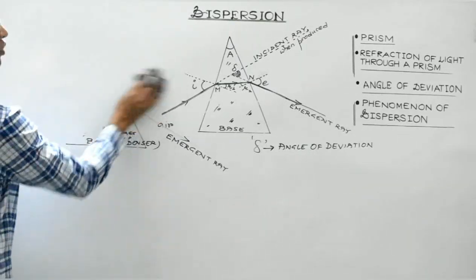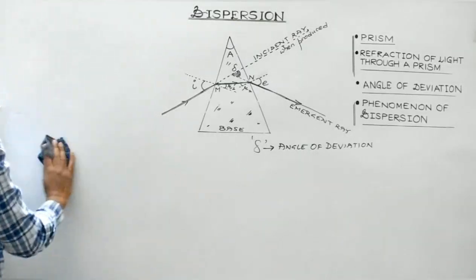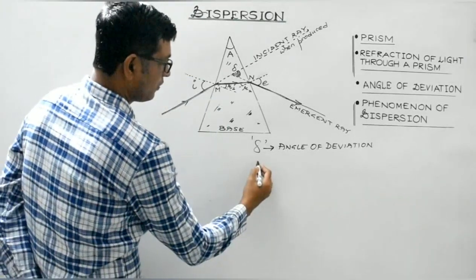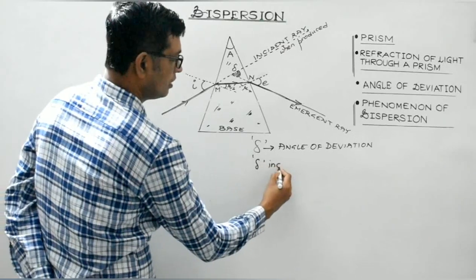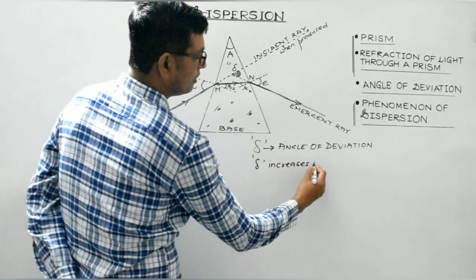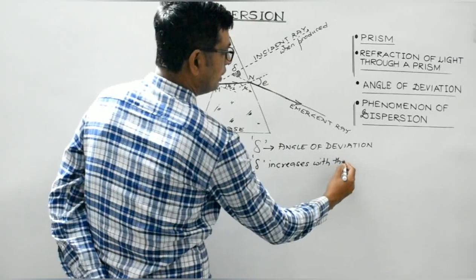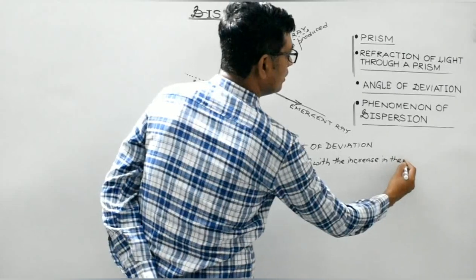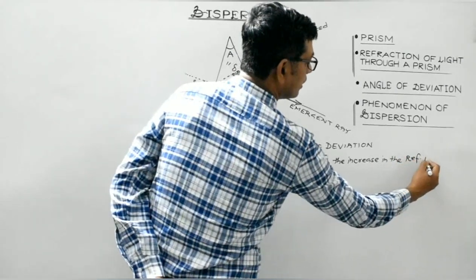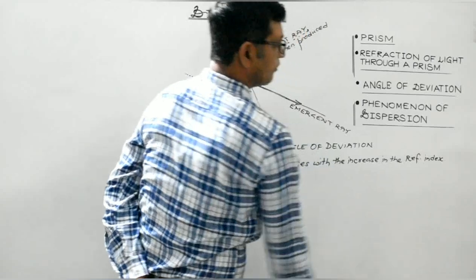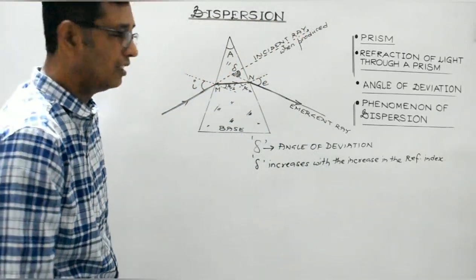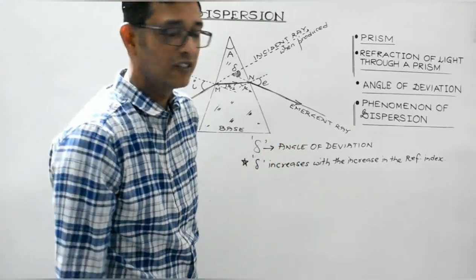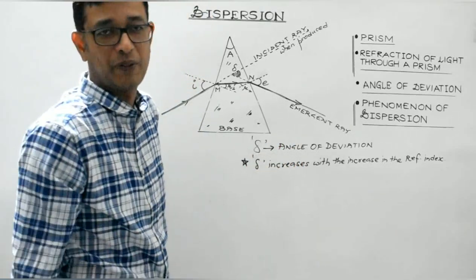And it is found that the angle of deviation increases with the increase in the refractive index of the medium for a given wavelength or for a given color. So this is a key point, just remember this. There is a mathematical derivation for it, right? So here we will consider the theoretical aspect only.